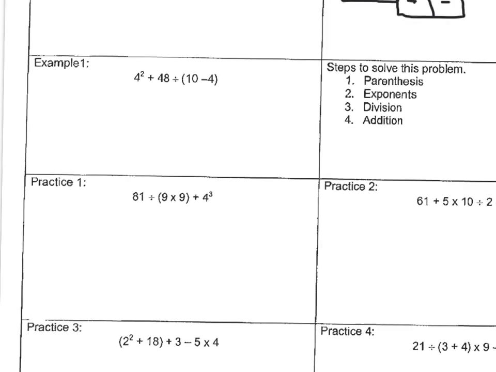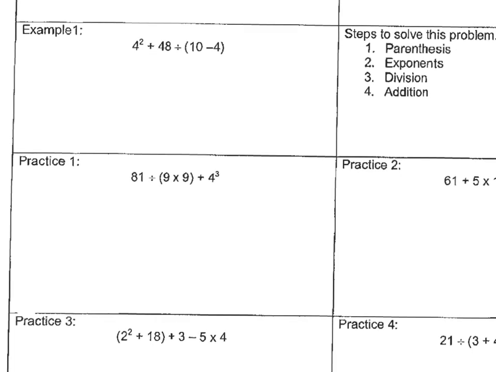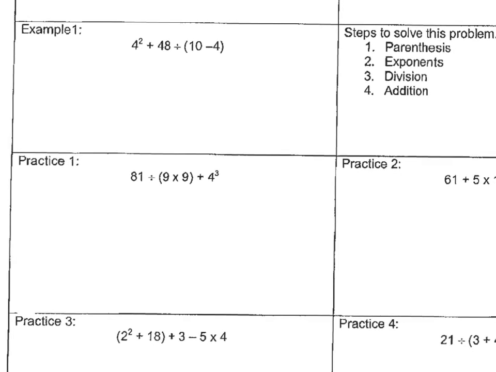So the first one, we have 4 squared plus 48 divided by parentheses 10 minus 4. So the steps are, first we need to do parentheses, so we box it, we solve it, then we rewrite it. 10 minus 4 is 6. Then rewrite the problem. Next we have exponents, so box it. 4 squared is equal to 16. We rewrite it.